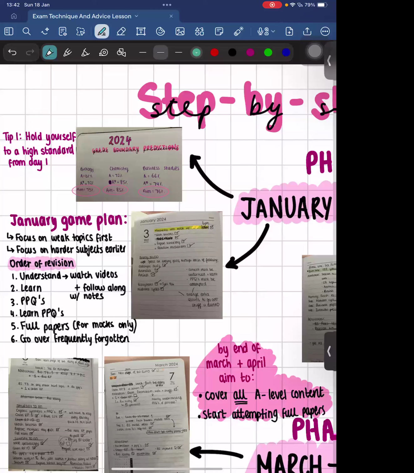First thing that I did was made sure that my target that I was setting was as close to a realistic A star as possible. Because I sat my exams in 2024, I had a rough look at what the previous grade boundaries were, and I slightly inflated them and then set my target.